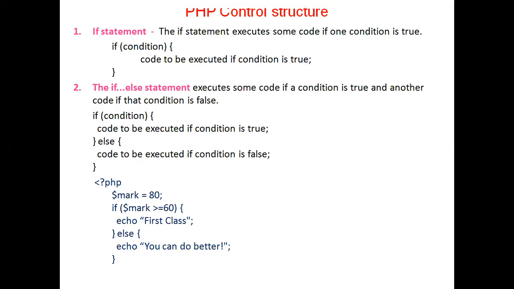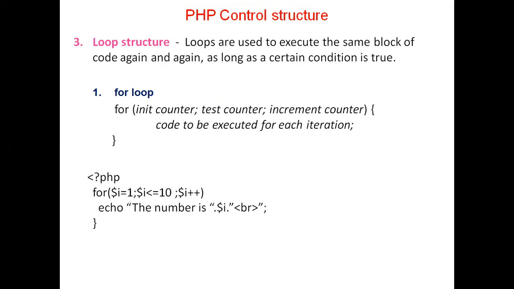Move to the control structure. We are going to use the loop. Loops are used to execute the same block of code again and again as long as a certain condition is true. Why are we going to use a loop? Suppose you want to execute the same task n number of times.